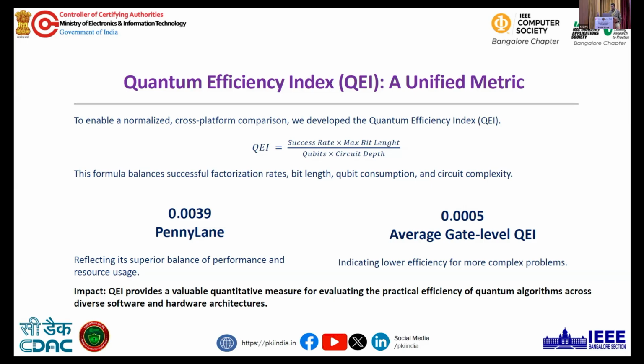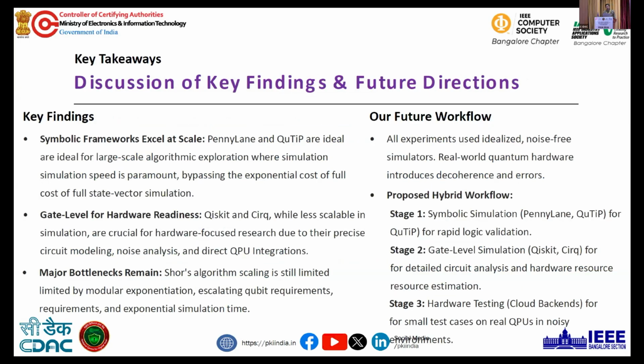Moving to the slide, our conclusion. The key takeaway of our discussion, to summarize: symbolic frameworks excel when scale and speed matter. Gate-level frameworks remain essential for hardware readiness, but overall modular expansion and qubit demand are still bottlenecks. Our proposed workflow combines symbolic simulation and quick exploration with gate-level simulation for circuit validation, and then we are planning hardware testing on small real devices. That is our future work.